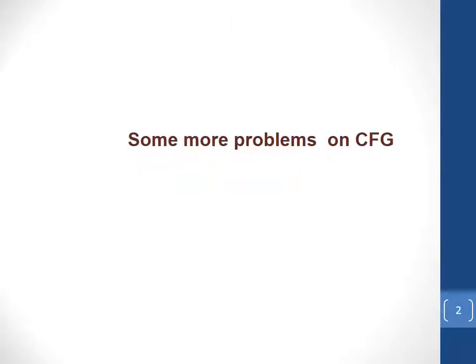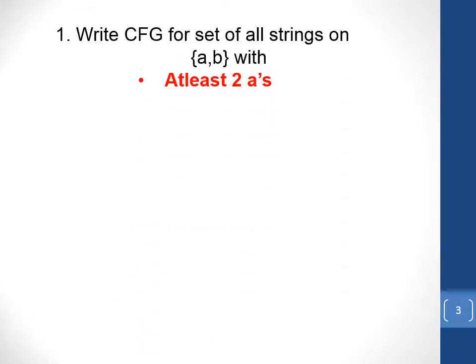In this lecture we will be seeing some more problems on construction of context-free grammar. I have the first question for the day. Write context-free grammar for set of all strings on {a, b} with at least two a's. In the previous lecture we had discussed the restriction imposed upon the position of the a's, but in this question we have restriction upon the number of a's.